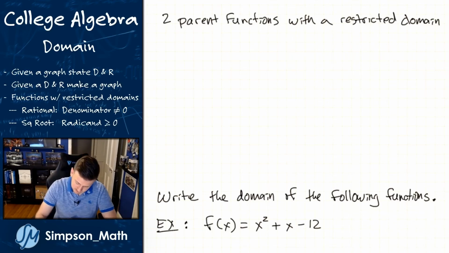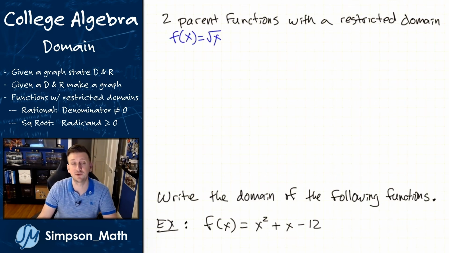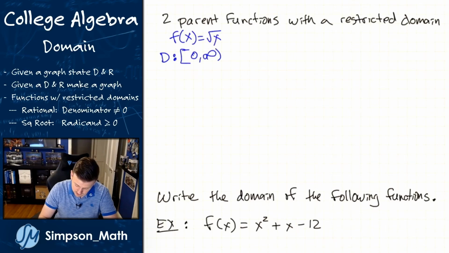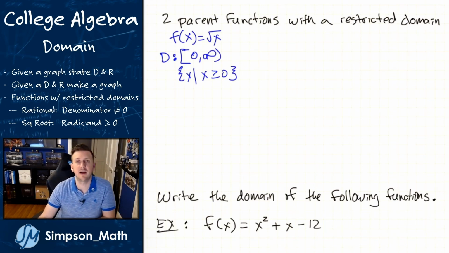So I'm going to define, let's make it less thick. I'm going to say that f of x is the square root of x is one of our restricted domains. And what's special about it? Well, our domain is from 0 to infinity, or the set of x's such that x is greater than or equal to 0. So the gist of this is that our x's have to be positive or 0.